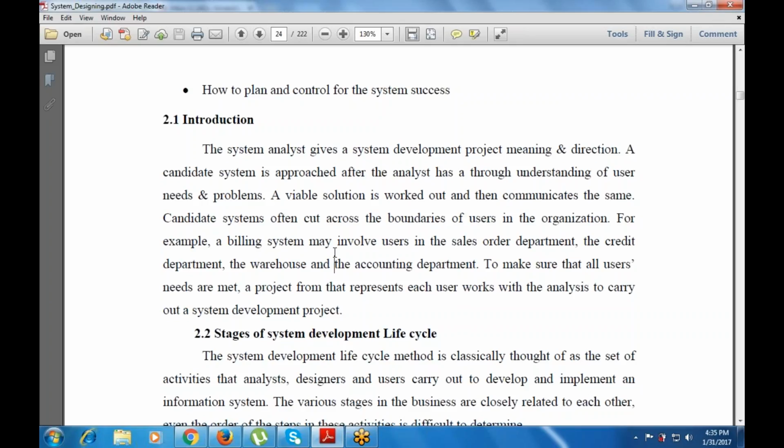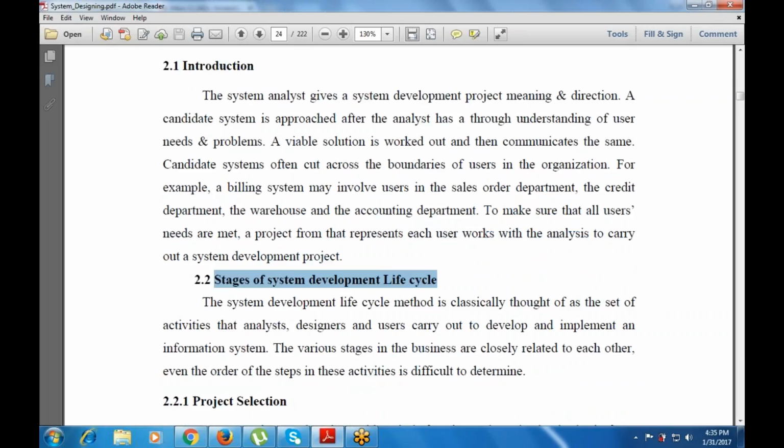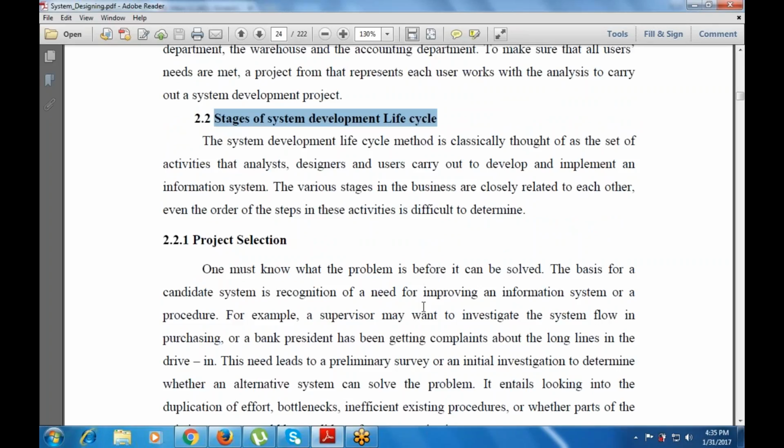So the project factor represents the various methods by which each user works with the analyst to carry out the SDLC, or the system development project. Now, next are the various stages of the system development life cycle. The life cycle is classically thought of as the activity that the analyst carries out to develop and implement an information system. The stages are closely related to each other, and it is difficult to determine the boundaries between the SDLC steps.